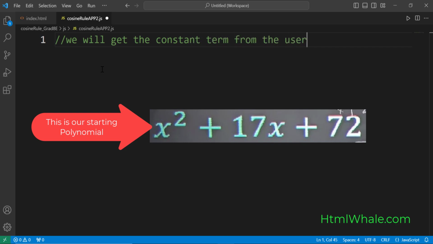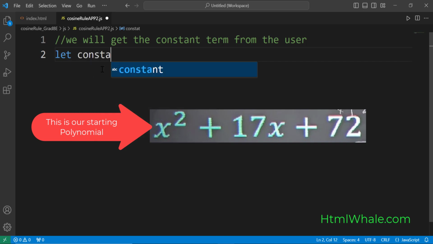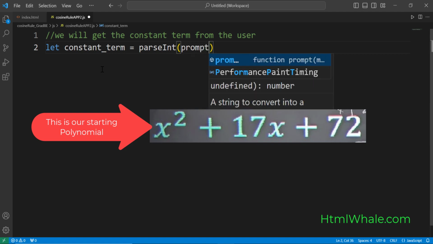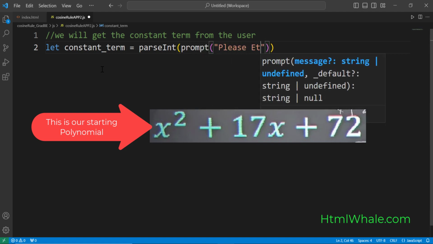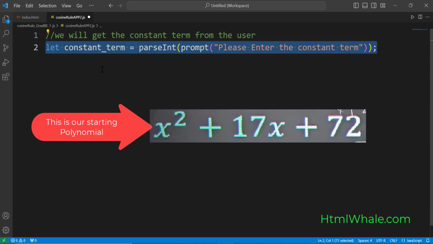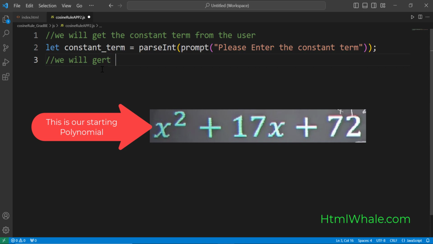from the user. So I'm going to declare a variable as constant term is equal to, I'm going to convert it into parseInt and then prompt the user to enter the constant term. Okay, so having got the constant term, we will get the coefficient of x from the user.